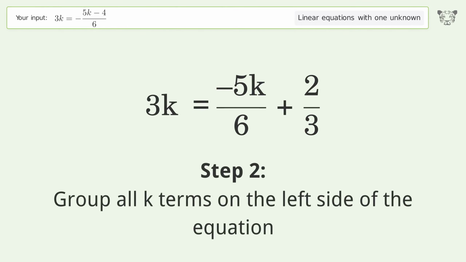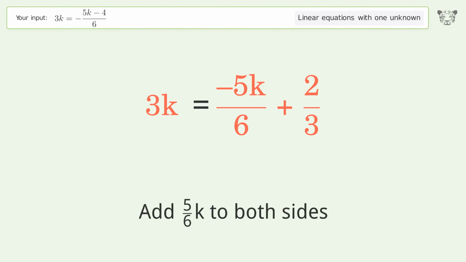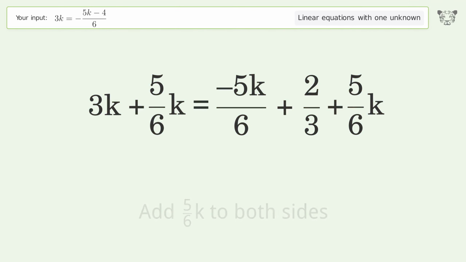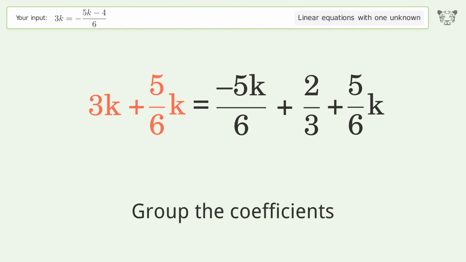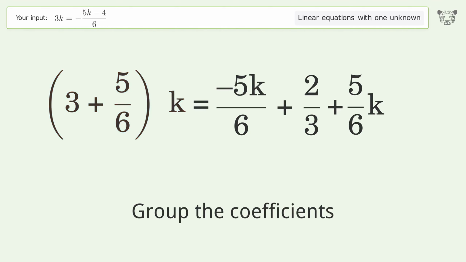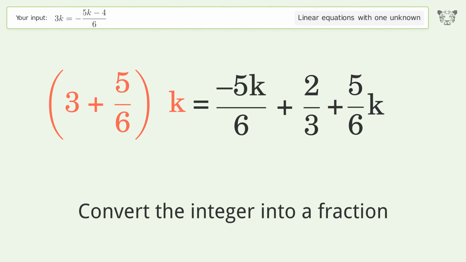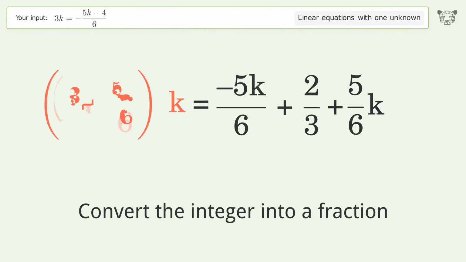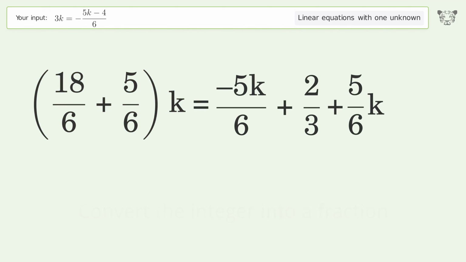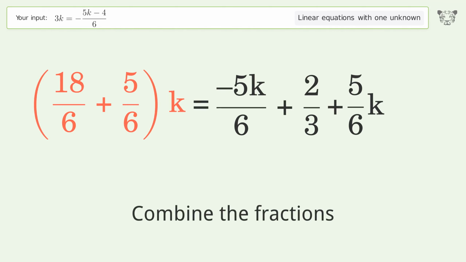Group all k terms on the left side of the equation. Add 5 over 6k to both sides. Group the coefficients. Convert the integer into a fraction. Combine the fractions.